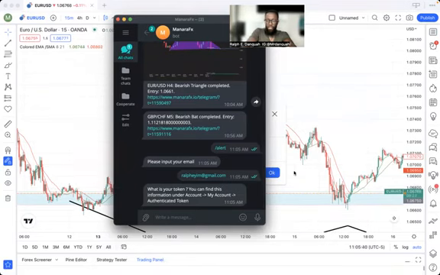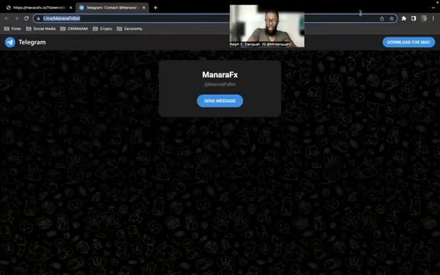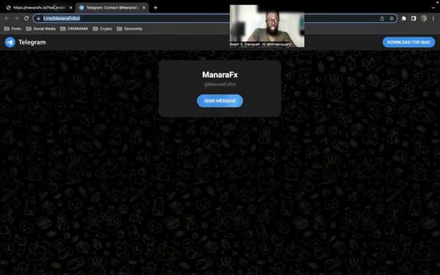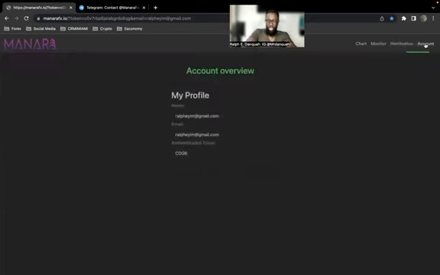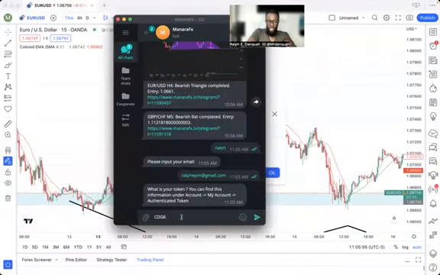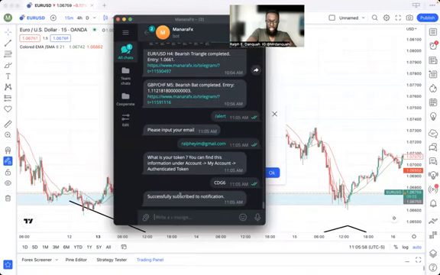So the token is going to be found back in Manara. When you go to Manara, you're going to find the token right here in accounts. I'm not going to show it, but your token is going to be found right here. So that's my token. I put it there. Bam. And it says successfully subscribed.